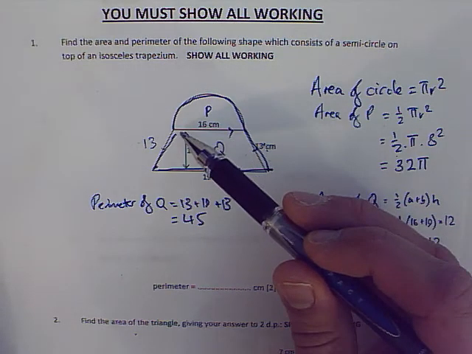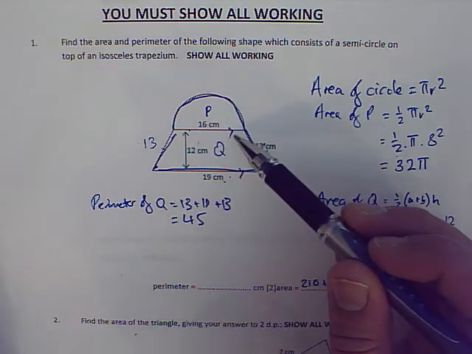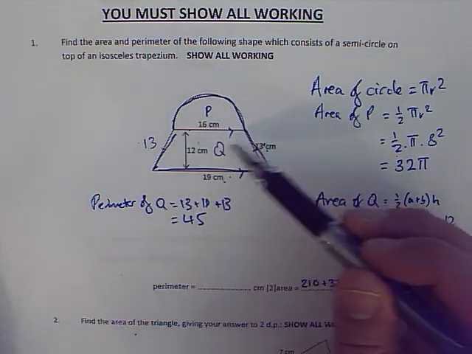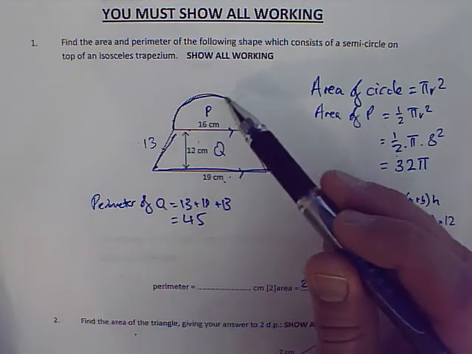For the perimeter of P, some people were concerned about this line. This line is internal, it's not on the outside of the shape. Perimeter is the distance around the shape. So this line in the middle doesn't count. So it's simply this bit.